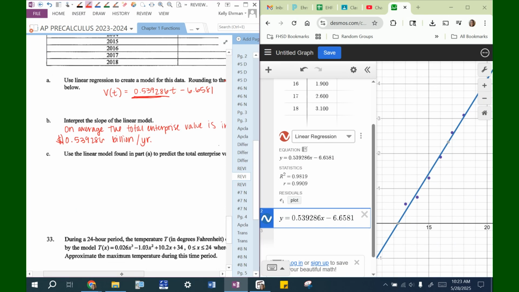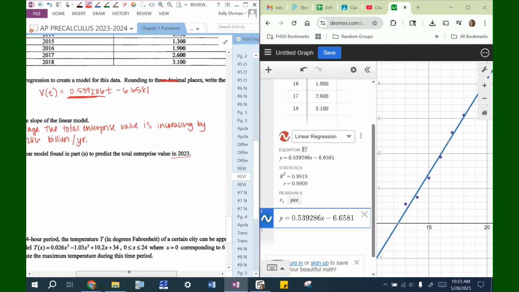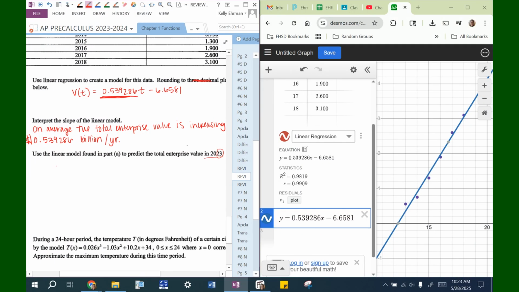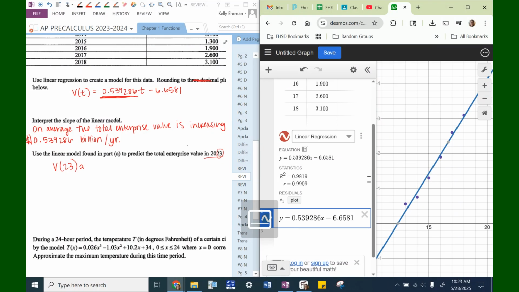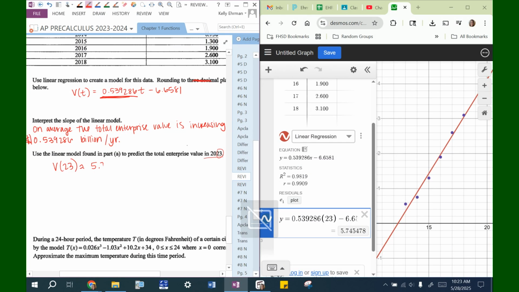Use the linear model found in Part A to predict the total enterprise value in 2023. So remember, T is just like the year part. So this is asking me to find V of 23. Now you can't just type in Y of 23, but what you can do is put parentheses around the X and then change that to a number, and it calculates it for you. So I am going to round my final answer here to 5.745. You just don't want to round the equation to 3 decimals because that's going to throw this number off. Label this again, so $billion.